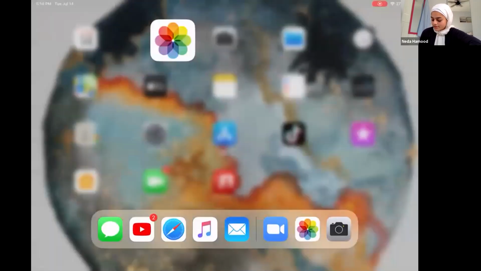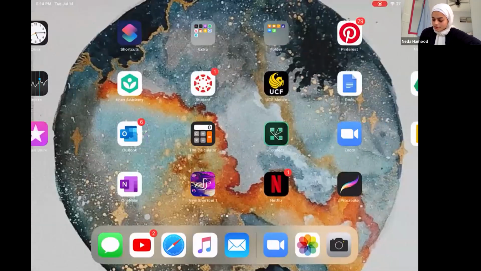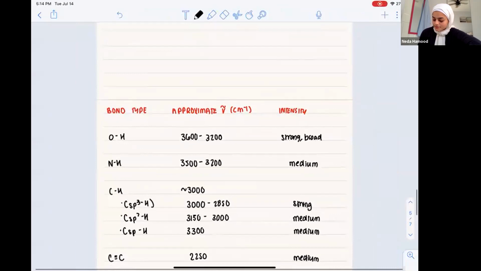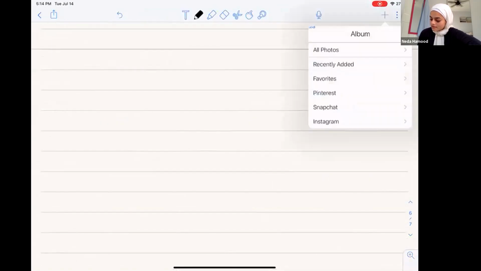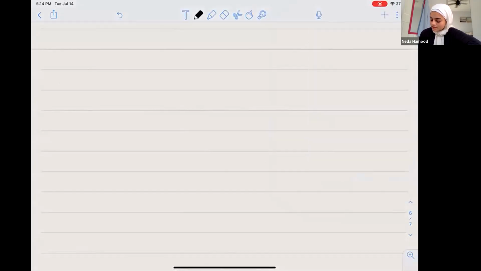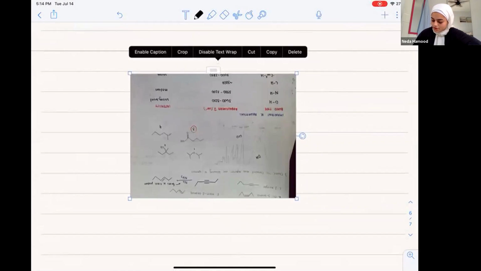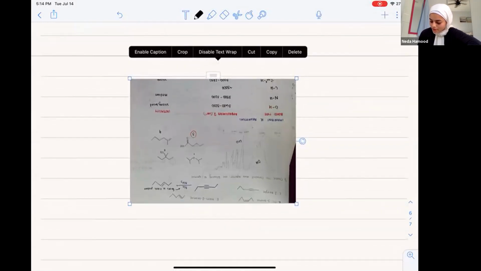Another thing that I can do is take it to Notability. I can insert the picture, and I'm pretty sure I can rotate it. Can I not rotate it? I can.